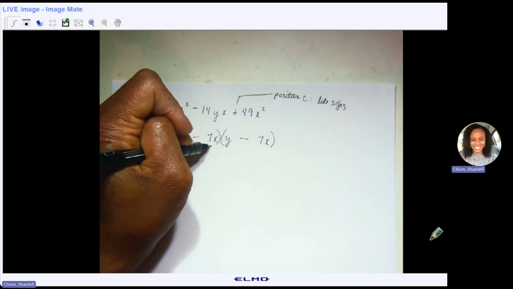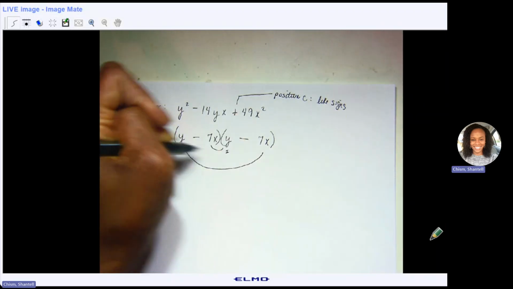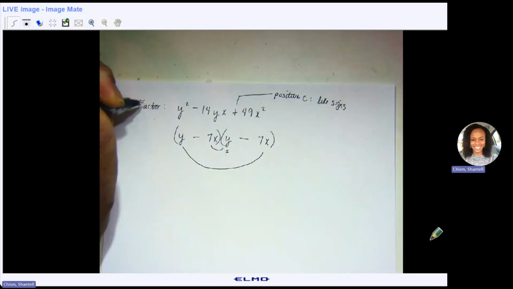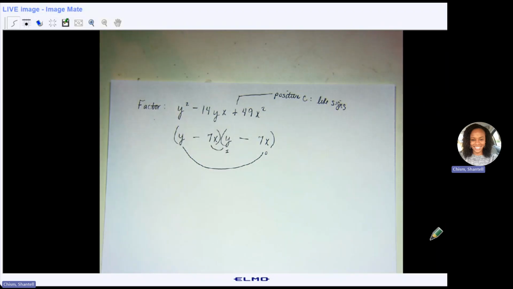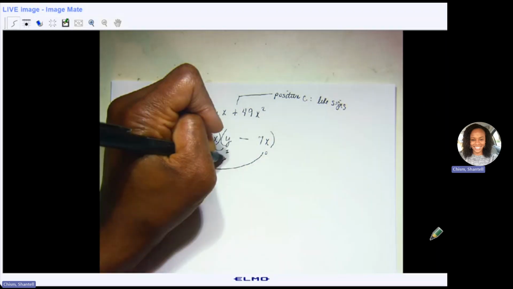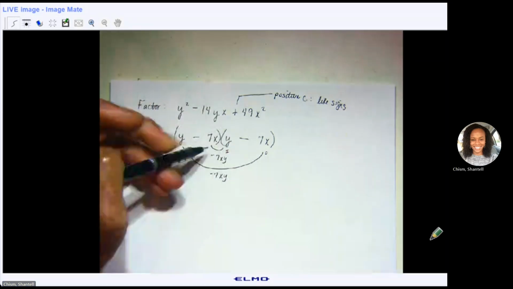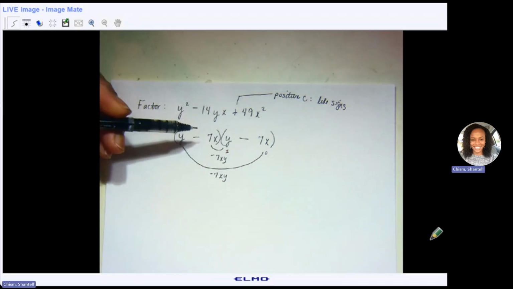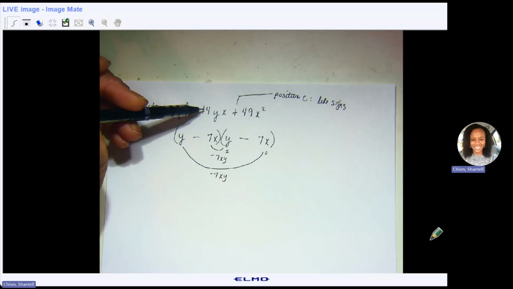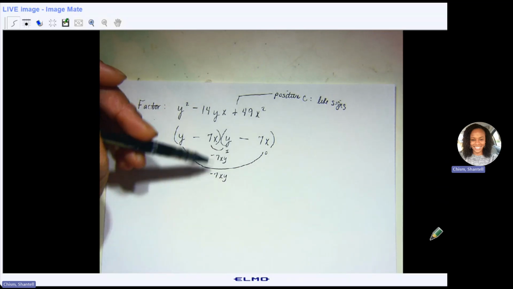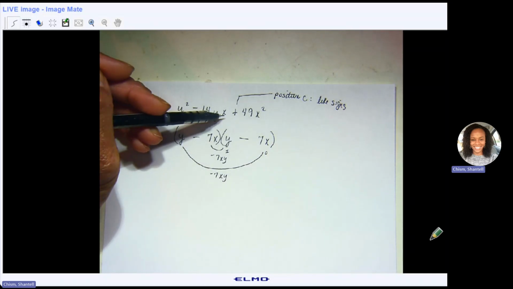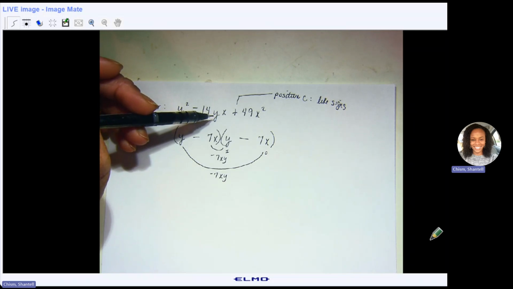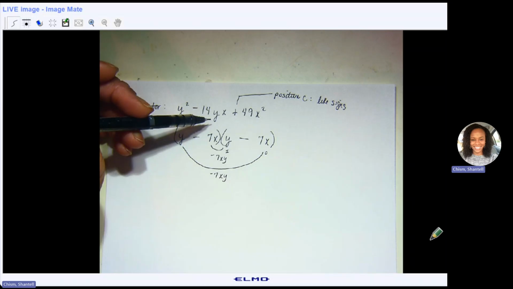So double check inner and outer products, because remember the factoring is just foiling in reverse when using trial and error. So the inner product and the outer product together add up or subtract, depending upon your signs. In this case, they add together to give us the middle term. So negative 7xy and a negative 7yx together give us a negative 14yx. And keep in mind, yx or xy does not matter. It's a product, so which variable you list first does not matter. Okay?